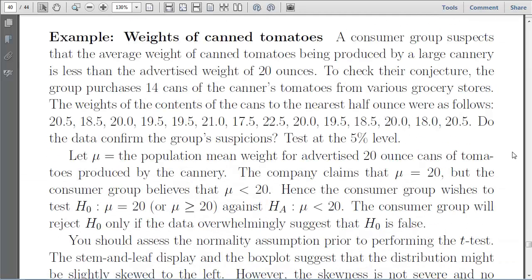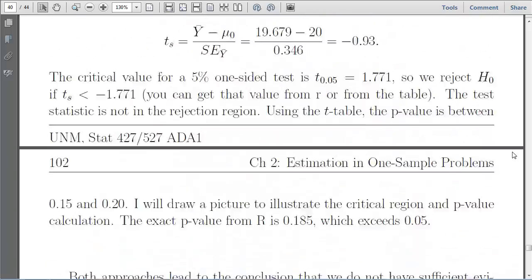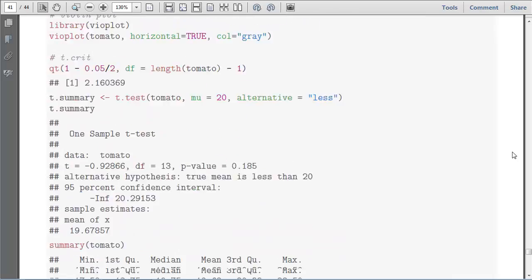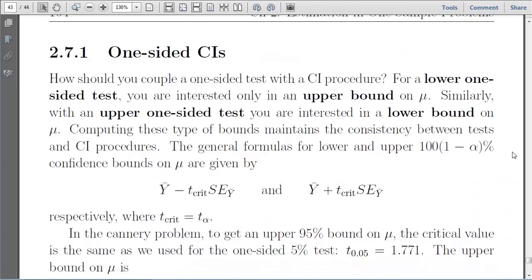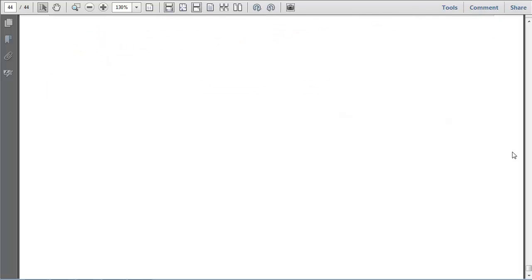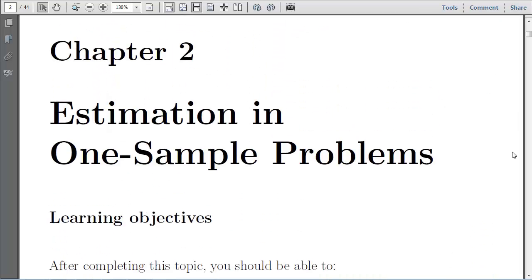All right, there's an example having to do with canned tomatoes, about whether the weights of those tomatoes are what we actually see on the label. And then also calculations of one-sided confidence intervals. I encourage you to read through that. And that is everything for Chapter 2.